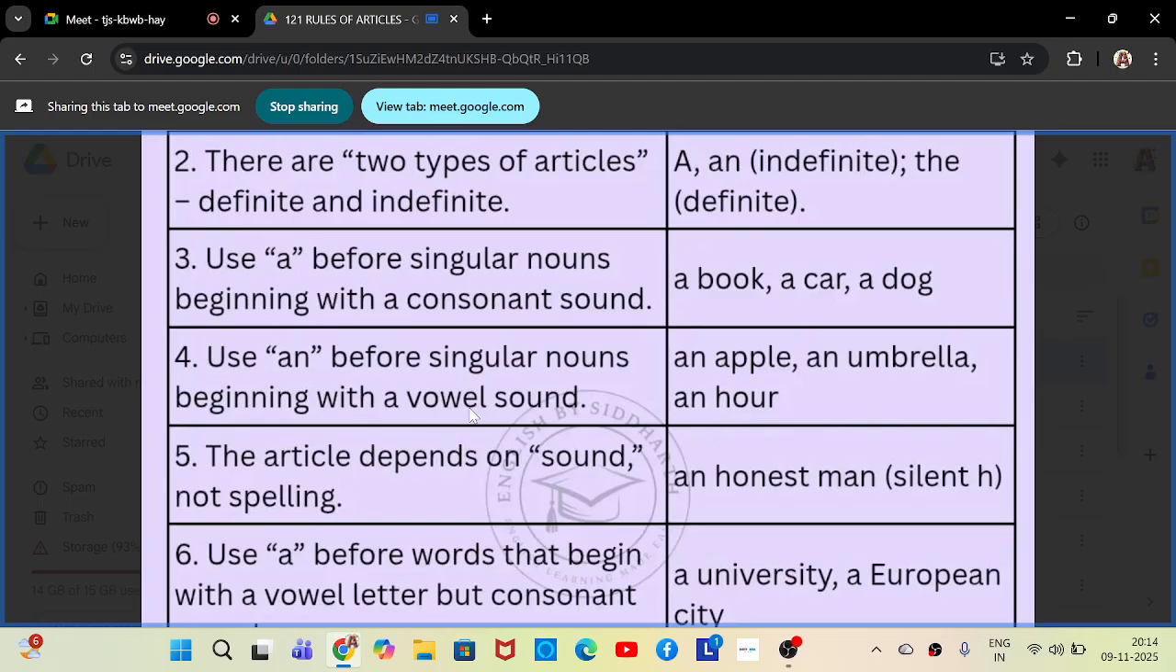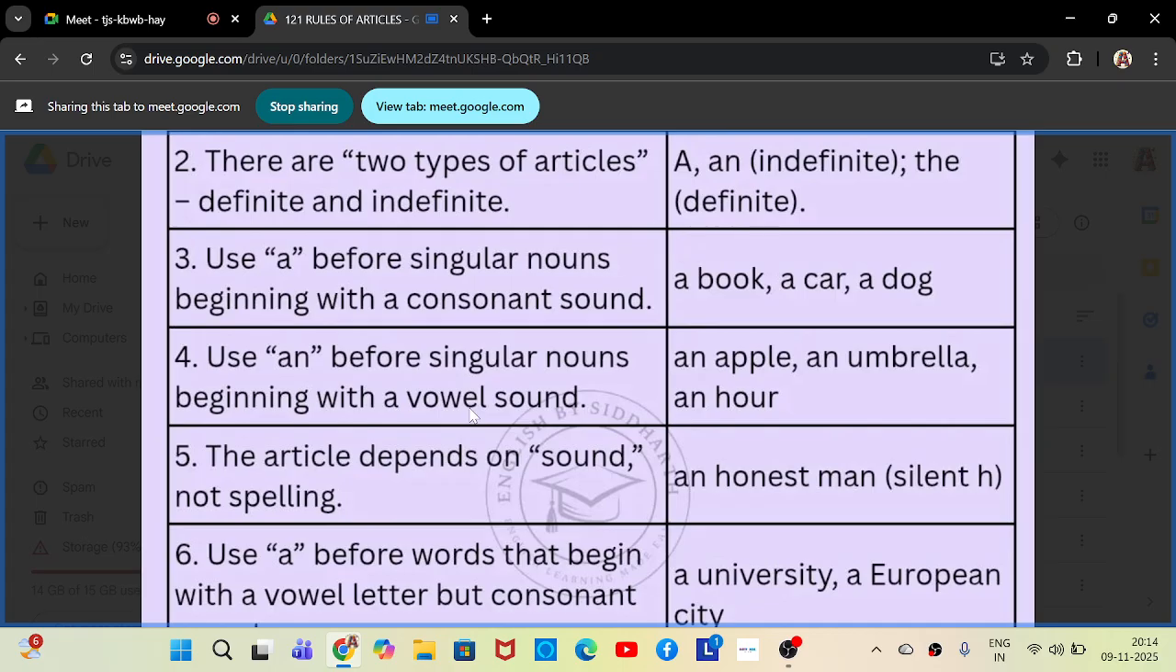Now, the third rule says use a before singular nouns beginning with a consonant sound. We all know what vowels and consonants are. Vowels are A, E, I, O, and U. The remaining alphabets are called consonants. Out of 26 alphabets, there are 5 vowels and 21 consonants. So you can use a before any singular noun that begins with a consonant sound. For example, a book, a car, a dog, etc.